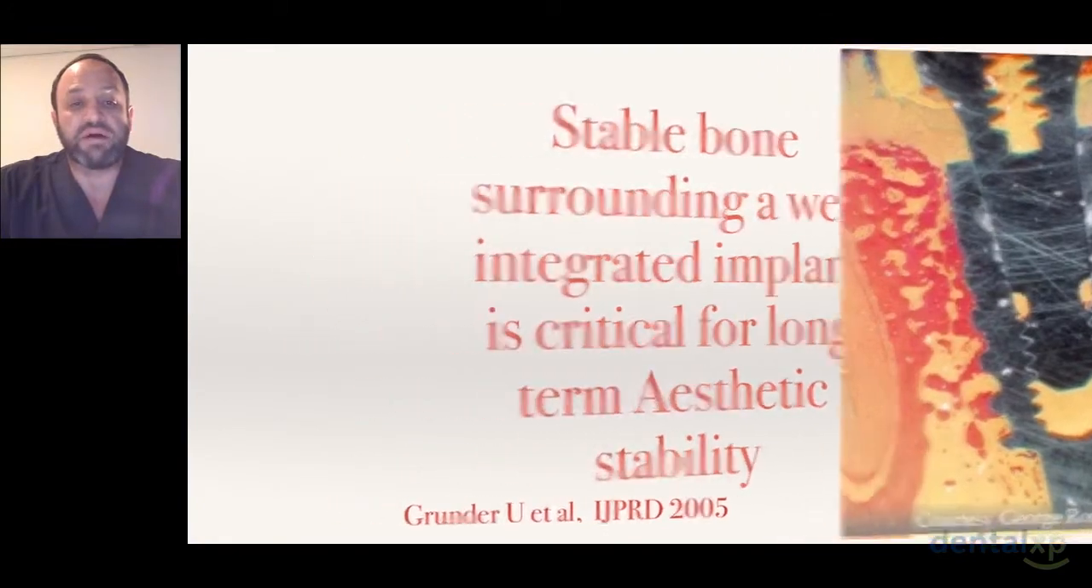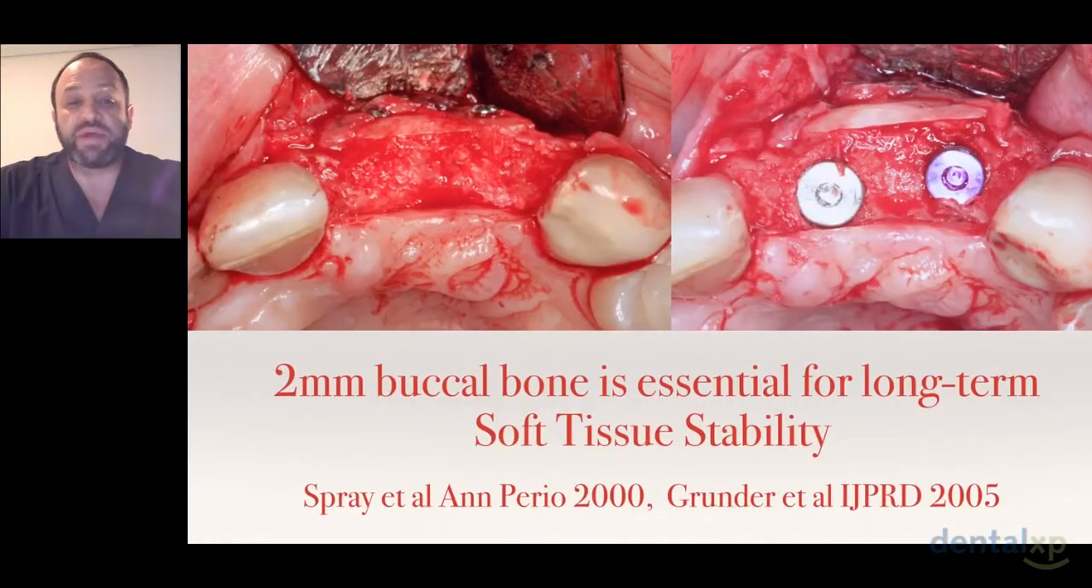We also know from other studies such as Spray et al. as well as Grunder et al. that we require more than 2 millimeters of buccal bone in order for that soft tissue to stay stable over the long term. And if we don't have that 2 millimeters of buccal bone, we actually aren't going to keep that soft tissue nice and thick, as I showed you in the first few slides of our presentation.